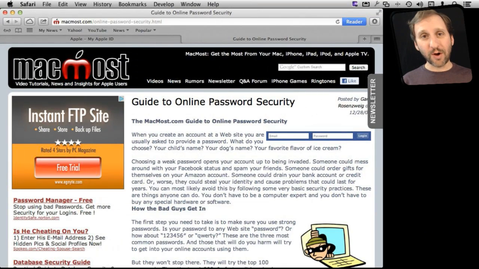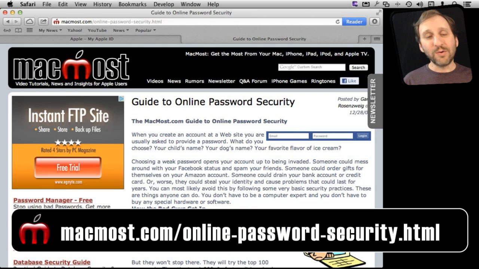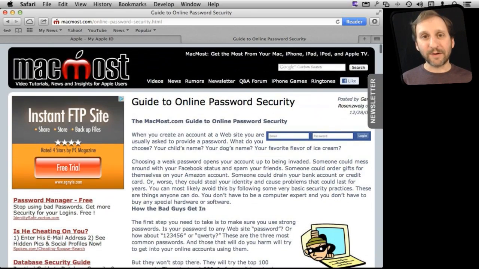First, there's a need for strong passwords. Now, in this particular story, the Wired reporter having their iCloud account hacked, the password strength wasn't a factor. But it is in a lot of different break-ins into different accounts. So you want to make sure you have a strong password. For more information about what a strong password is and how to create one, go to my special guide that's been there for a while, the MacMost Guide to Online Password Security, and check that out there.